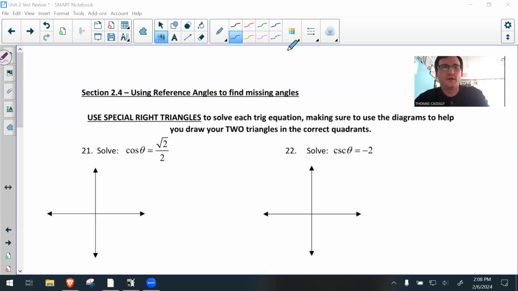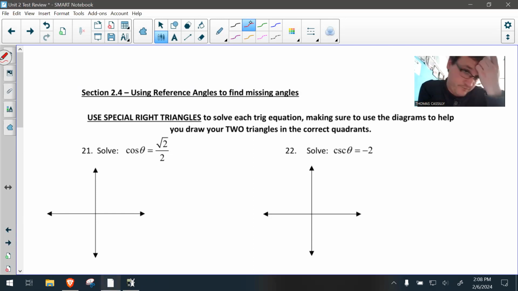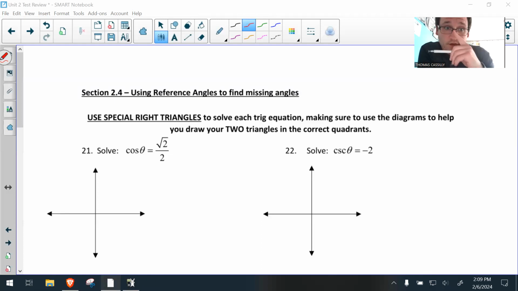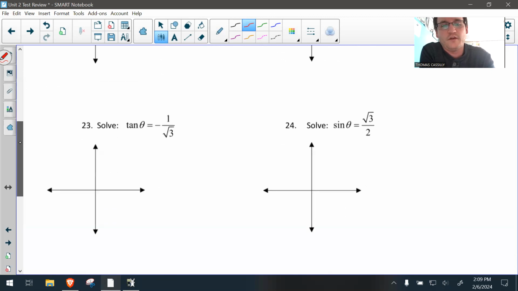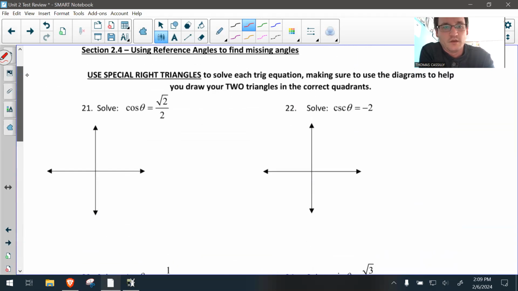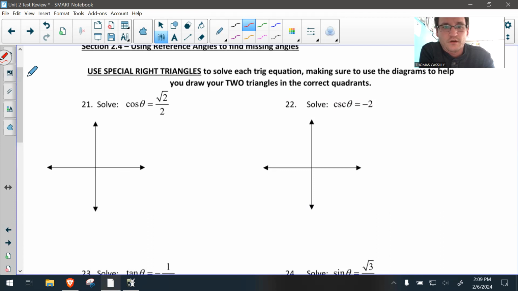Last one. Unit 2, trigonometry, page 4, section 2.4. All right, so using those reference angles to find the missing angles. So let's see here. What do we got? Use the special right triangles to solve each trig equation, making sure to use diagrams to help you draw your two triangles in the correct quadrants. All right, we are going to be relying on our calculator very heavily for this section here.